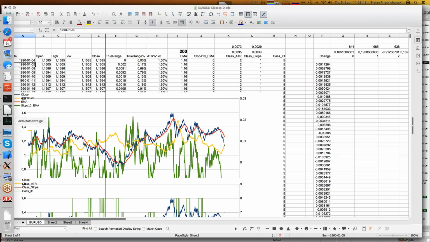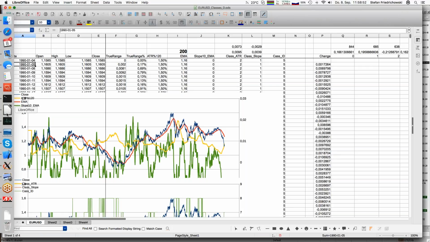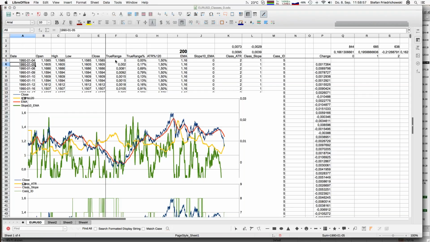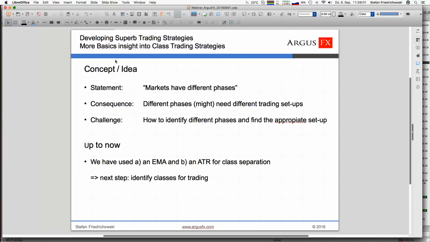Very good. So that's for today. I hope you understand now a little bit more what is really meant by this class trading and how to come to some more direct strategies. This has to be continued, of course, because we need final setups for every class with stop loss and take profit, so we are not done. But anyhow, at least we have a good idea of how it works and how we can get our own class separation by following that basic concept.